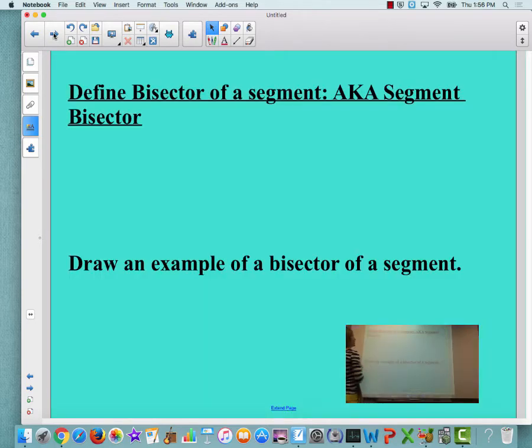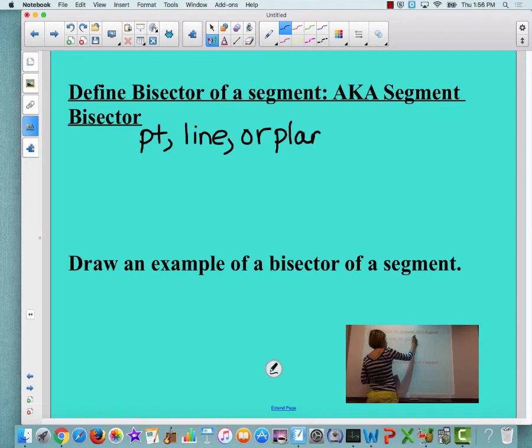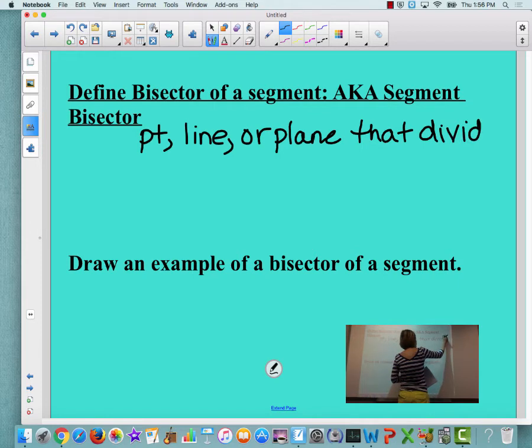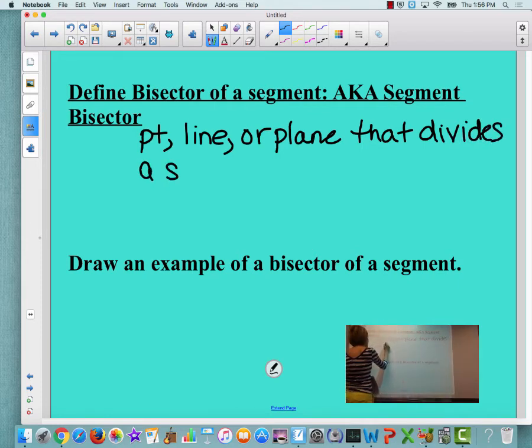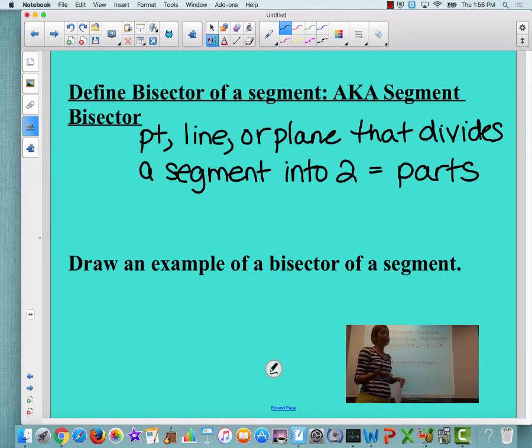All right, moving on. Define bisector of a segment, aka the segment bisector. Another definition that we have to go through. A segment bisector is a point, line, or plane that divides a segment into two equal parts, or two congruent parts.